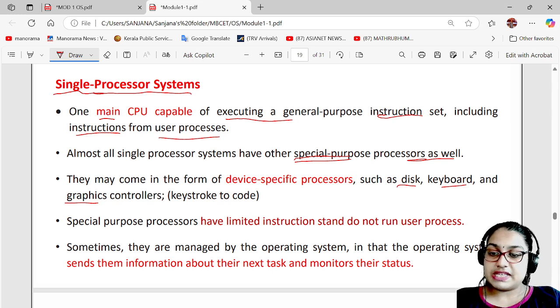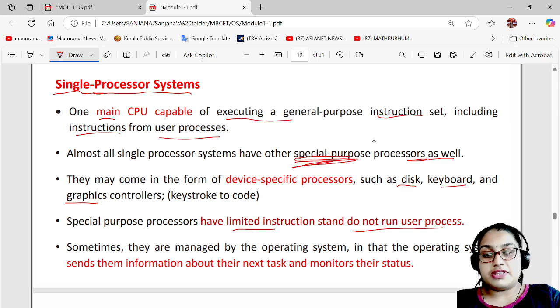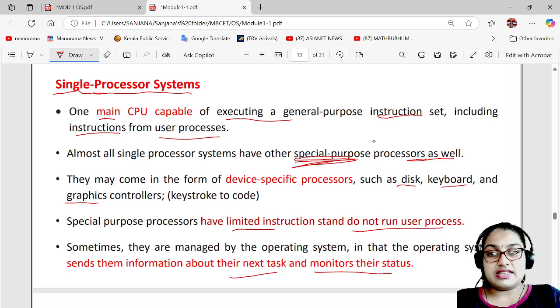Now, special purpose processors have limited instructions. We are talking about special purpose processors right now. They have limited instructions and do not run user processes. Sometimes they are managed by the operating system, in that the operating system sends them information about the next task and monitors their status.